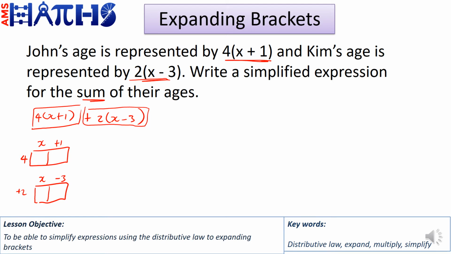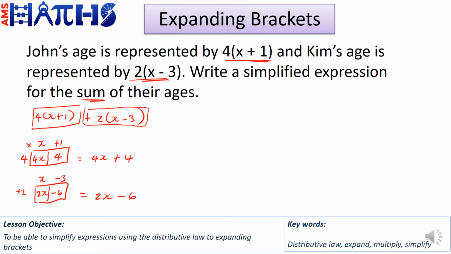So we're going to go ahead and multiply. 4 times x is 4x, 4 times 1 is 4. Then 2 times x is 2x and 2 times minus 3 is minus 6. So for this one we have 4x plus 4, and for the bottom box we get 2x minus 6.